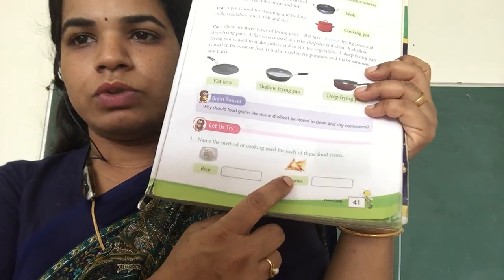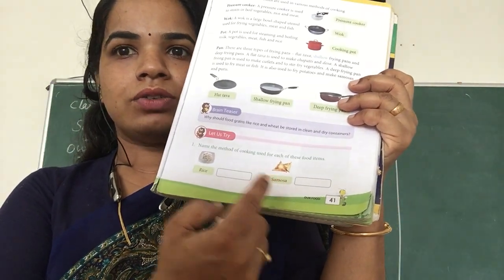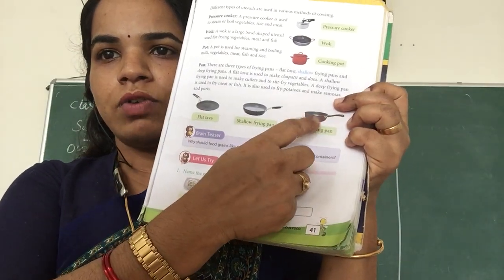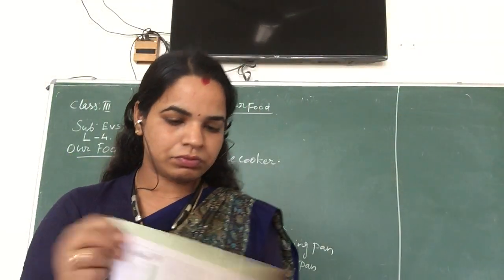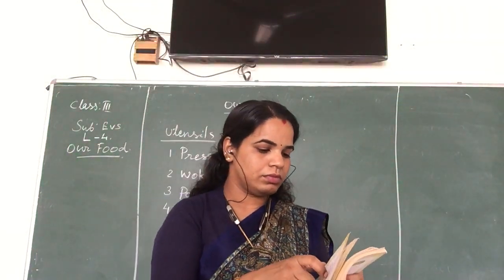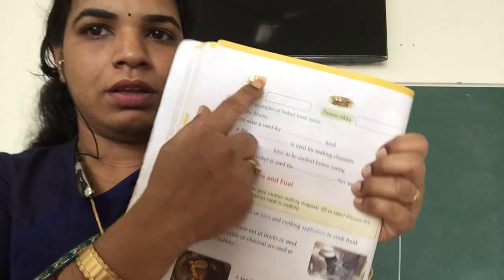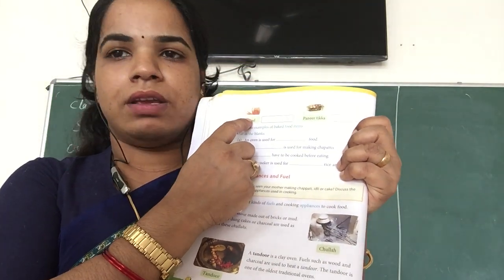And the next one, samosa. For this we use deep frying, so for that purpose we use the deep frying pan. Okay, and the next one, page number 42, this is bread. How do we make bread? This is made by using baking.